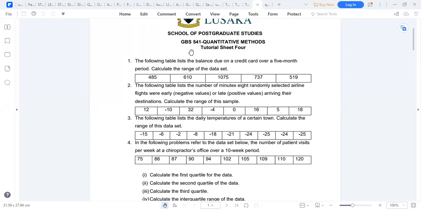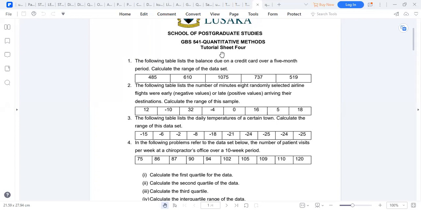We're looking at tutorial 4. And we're going to look at a number of measures of central tendency and dispersion. So in this regard, we're going to start with what we call the range.